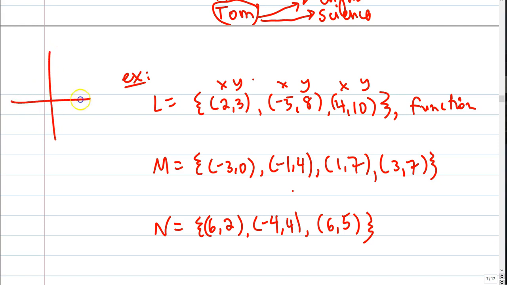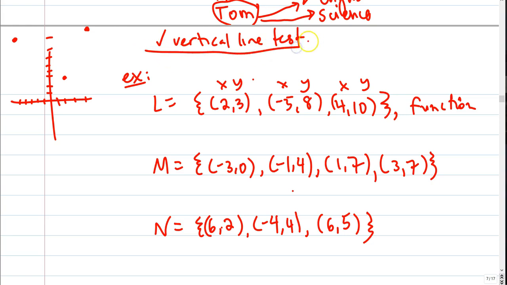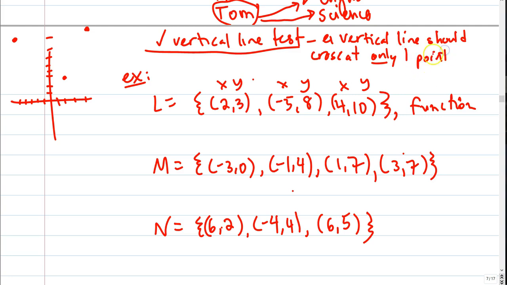I could take these points, 2, 3, negative 5, 8, and 4, 10. And I can check what's called the vertical line test. What the vertical line test says is that if I have a vertical line, it should cross at only one point. Anytime I draw a vertical line, it should only cross at one point. So this crosses at one. This vertical line crosses at one. No matter what, if I draw a vertical line, it will only cross at one point. If that is true, it is a function.